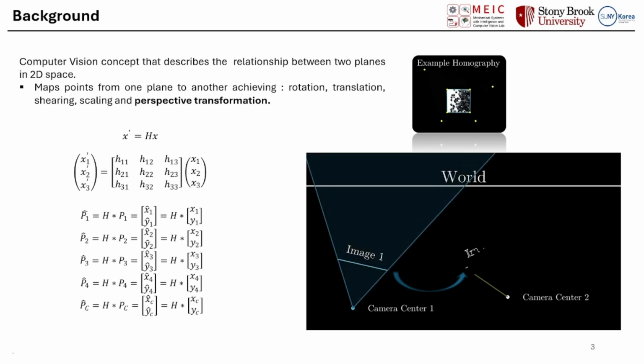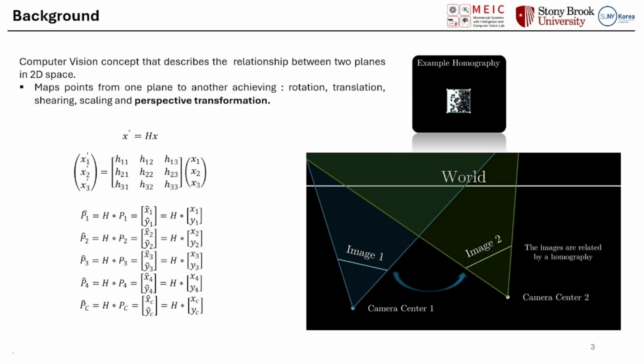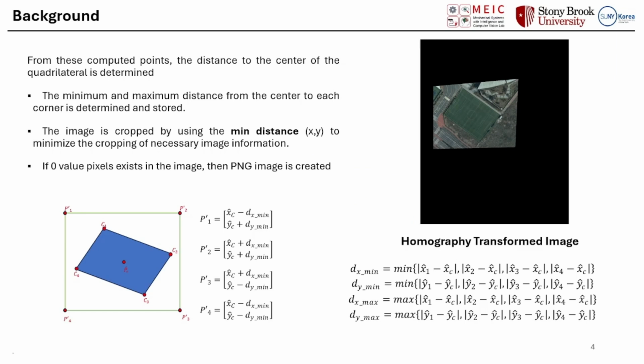After computing the homography, we determined the minimum cropping distance to create a rectangle around our region, our image of interest. We ensure that we are discarding all of the empty pixels, also known as zero value pixels. If any appear in this case, then we would have to generate a PNG image.